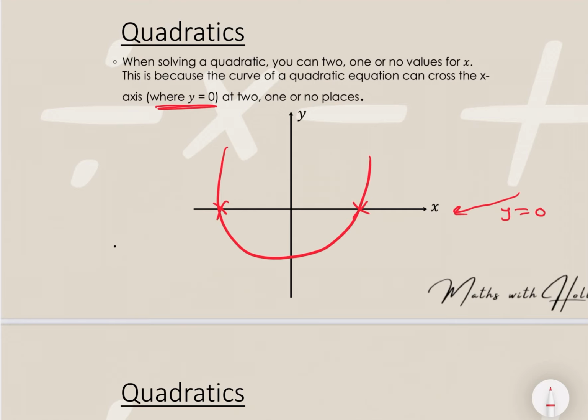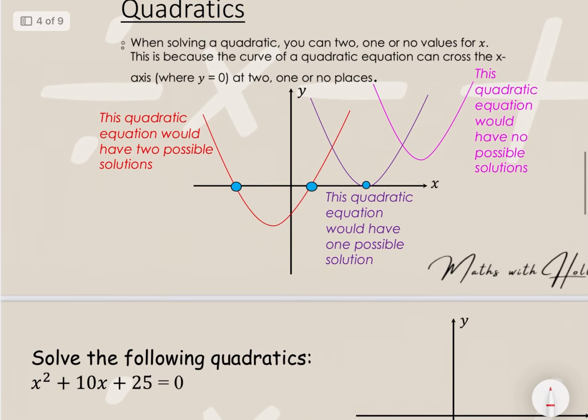And there's 3 types of graphs you can have. You can have a graph that has 2 solutions. So you can see this red one, it crosses the x-axis at 2 points. You can see the purple one, it only has 1 solution, so it only touches the x-axis at 1 point. Then there's a possibility you have no solutions, and that means that quadratic would not touch the x-axis. So when we're solving a quadratic, we're trying to work out where it touches, if it touches the x-axis.